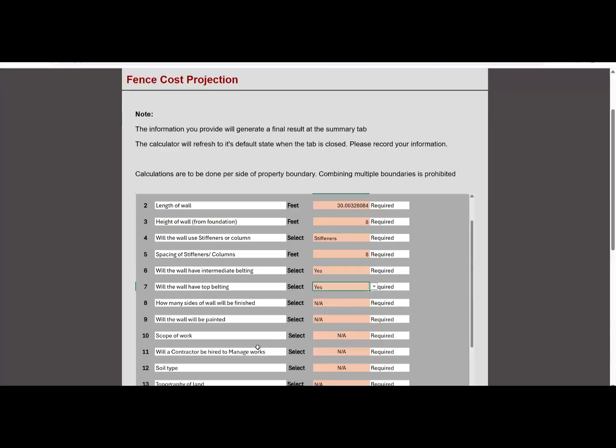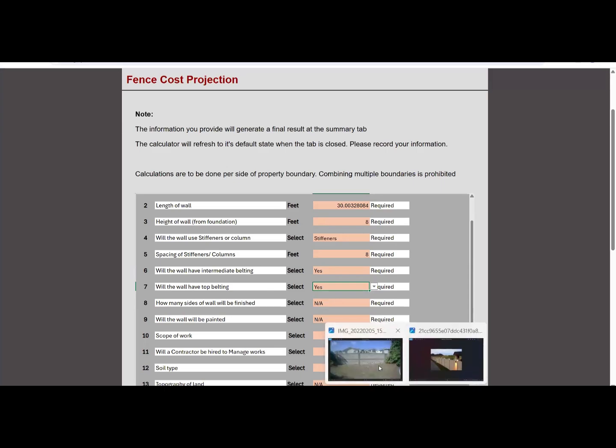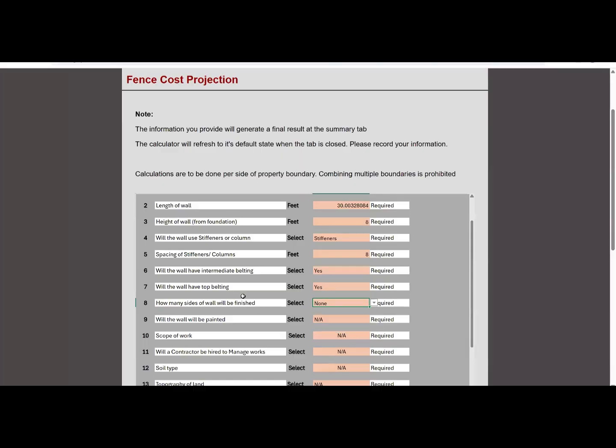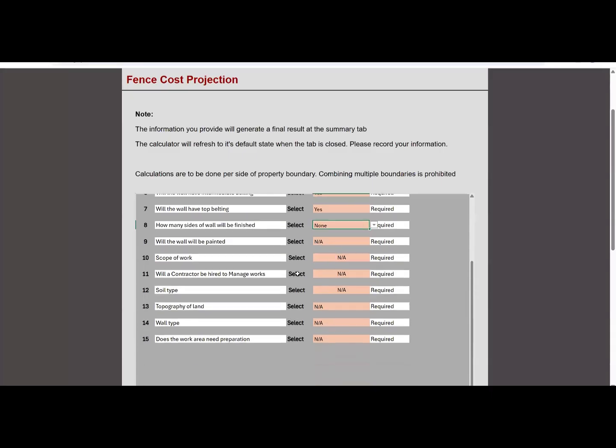Question 8 is asking about how many sides of the wall will be finished. Now, if I am going to do a cross-reference for a wall similar to this, and the wall is unfinished, I would say maybe none in this scenario because it is not rough cast or rendered. The other thing to come in, will the wall be painted? If it's not rough cast and rendered, let us say it's not going to be painted either. So that's no. And then number 10 would be asking the scope of the work. In this case, I'm going to say it's a material and labor estimate I'm doing. Number 11 is asking, will a contractor be hired? Let us say I use yes in this scenario.